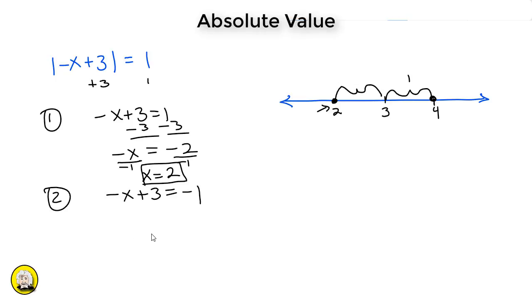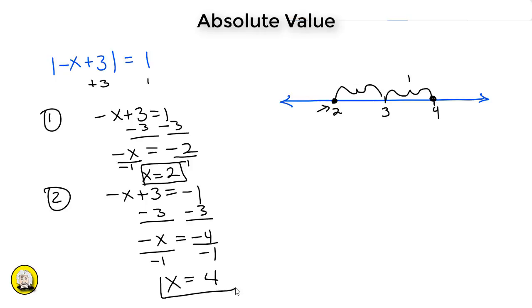Likewise, let's solve the negative case. Minus x plus 3 equals -1. I'll begin by subtracting 3 again from both sides. Divide through by -1 to isolate a positive x value, and that results in x equals positive 4. And that's our second solution point on our number line.